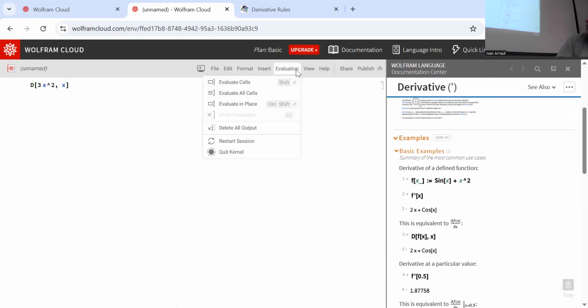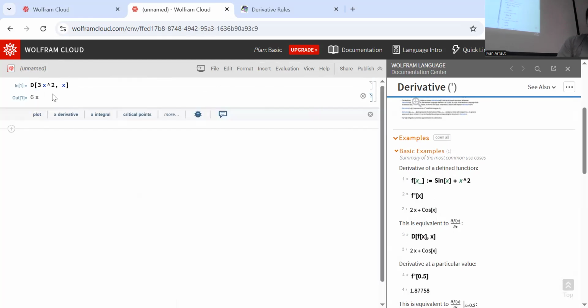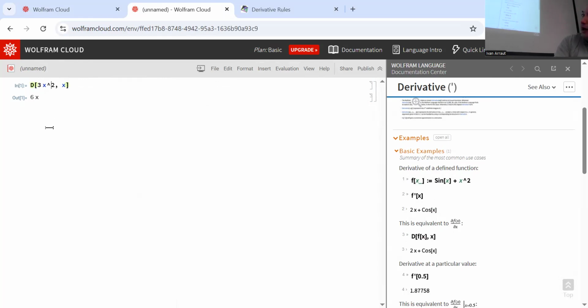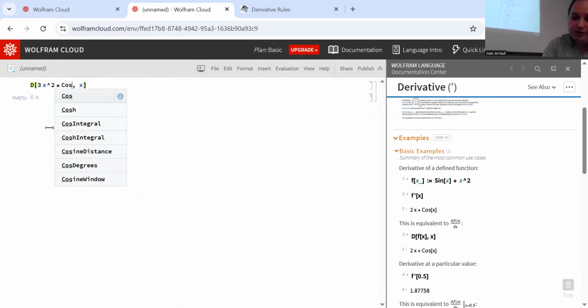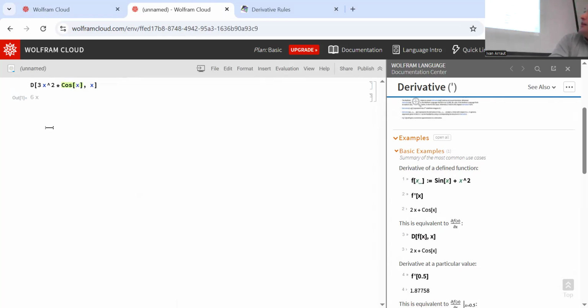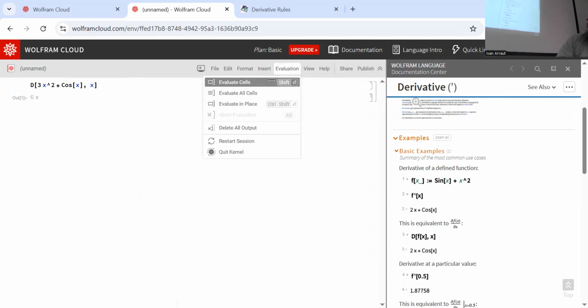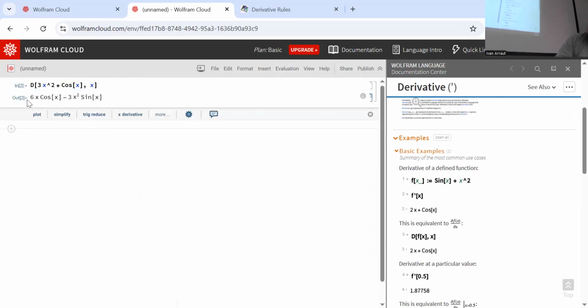Then I go to evaluate cells. 6x. This is the derivative of 3x squared. Now what happens if I multiply this by cosine x? I think cosine should be like this. And I want to evaluate this derivative. Derivative of the first is 6x times cosine, plus derivative of the second is minus sine times the first. This is what I just did in the board.